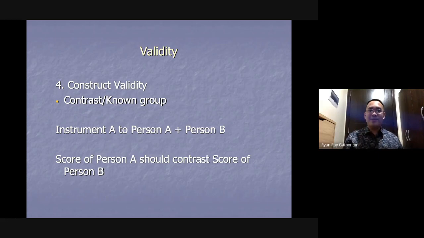Okay? So construct validity, or the contrast or known group procedure, measures the difference between two known groups, which are highly contrasting on a particular measure.